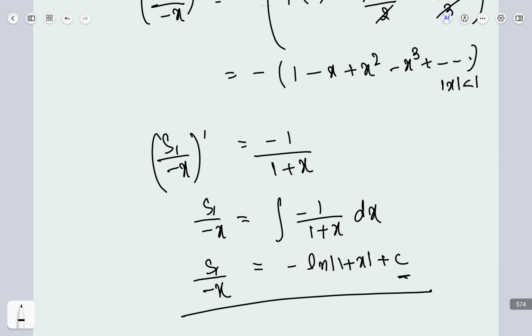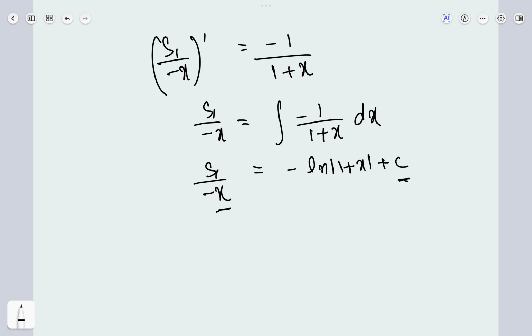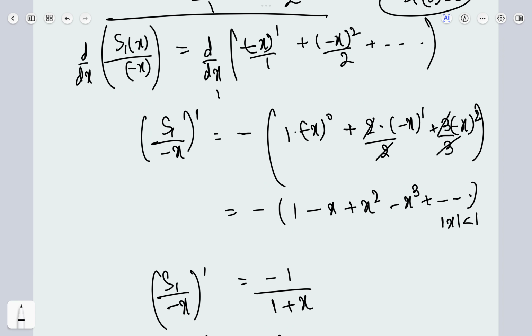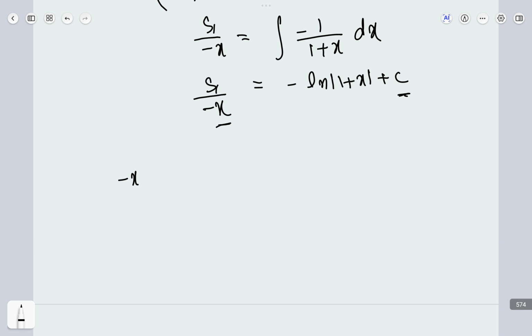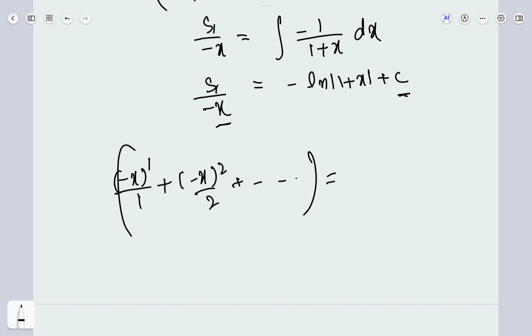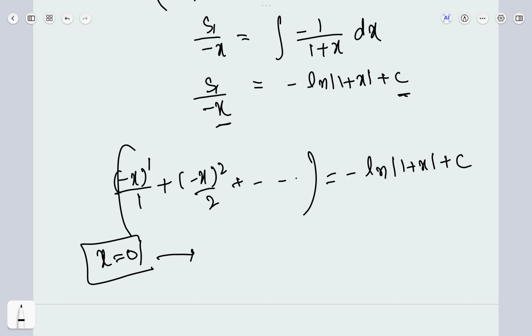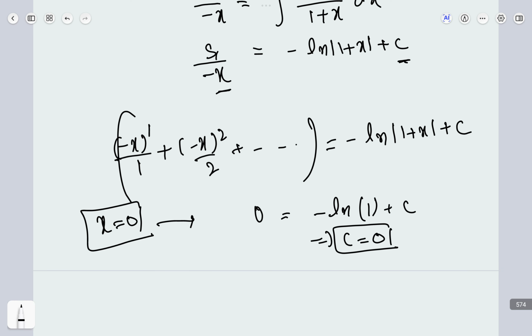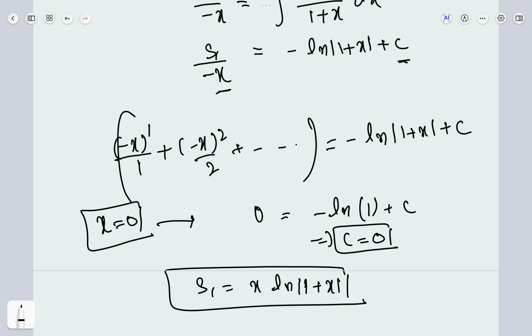but I can't put it directly here because obviously I can't divide by 0. Rather than that, I can take S1 upon minus x to be this thing. So this would be minus x power 1 by 1 plus minus x power 2 by 2, and so on, is equal to minus ln mod 1 plus x plus c. And obviously putting x equal to 0 in this, I would be left with 0 is equal to minus ln mod 1 plus c. So c is 0, so no issues in that. So S1 is basically x ln mod 1 plus x, right?